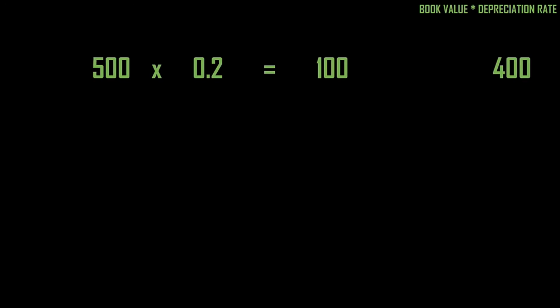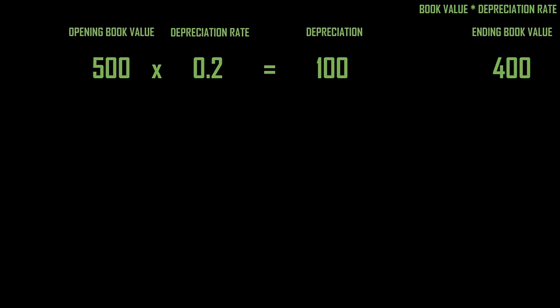The $500 in this case is called opening book value. Opening book value for the first year is $500. 0.2 is depreciation rate. 100 is depreciation, the depreciation value. And 400 is the ending book value. The ending book value for year 1.